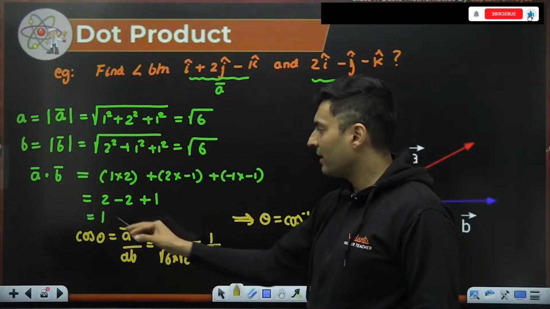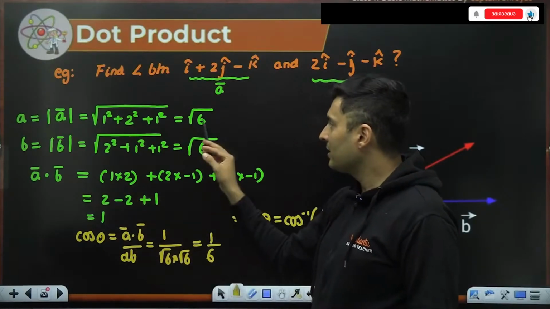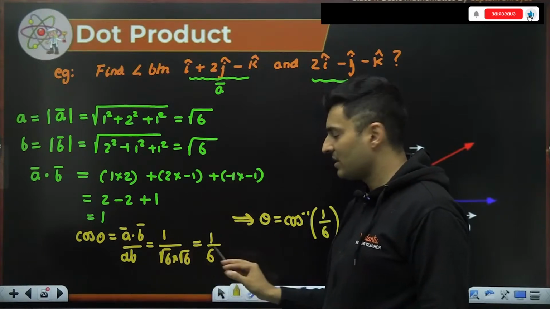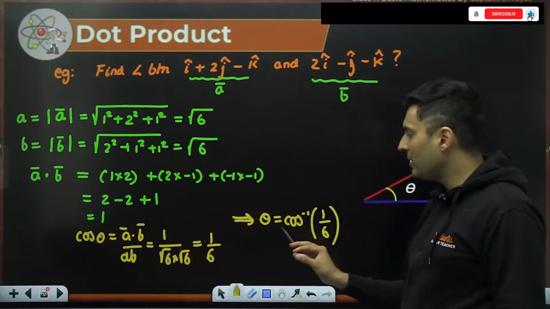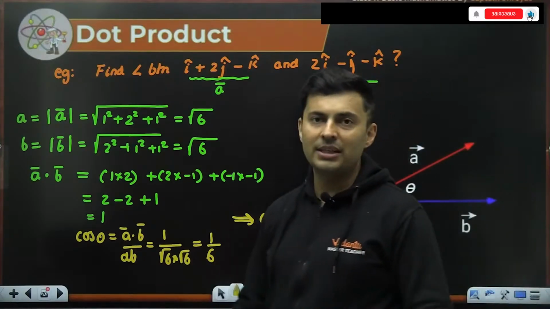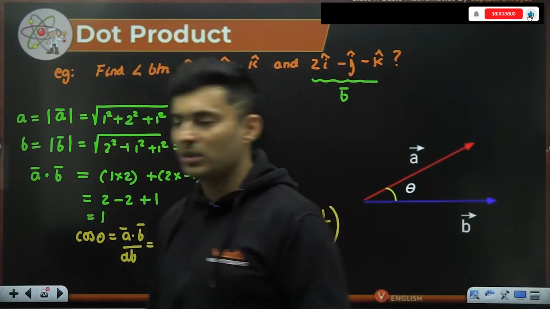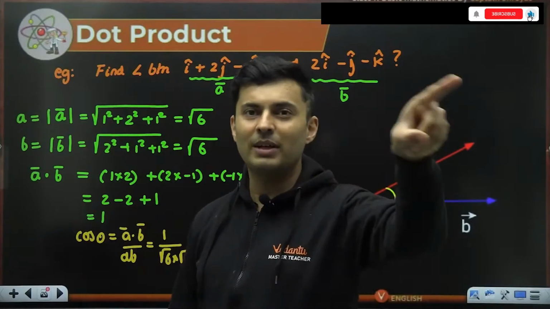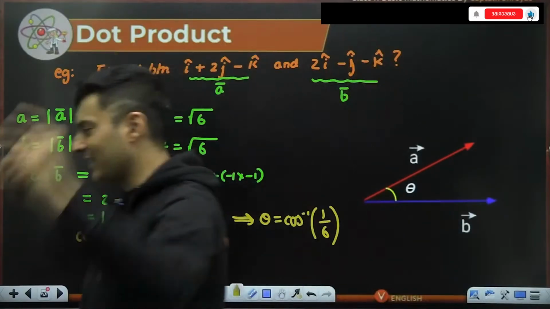So A dot B, we figured it out from here. A is nothing but root 6. B is also root 6. So root 6 into root 6 is 6. So theta will be cos inverse of 1 by 6. Options will also be like that only in the exam. Cos inverse root 6, cos inverse 1 by root 6, cos inverse 6, cos inverse 1 by 6. So wherever it says cos inverse 1 by 6, you will mark it.